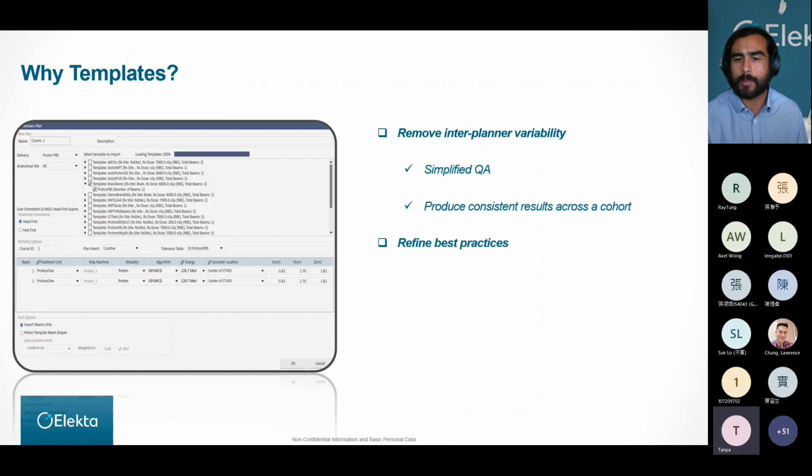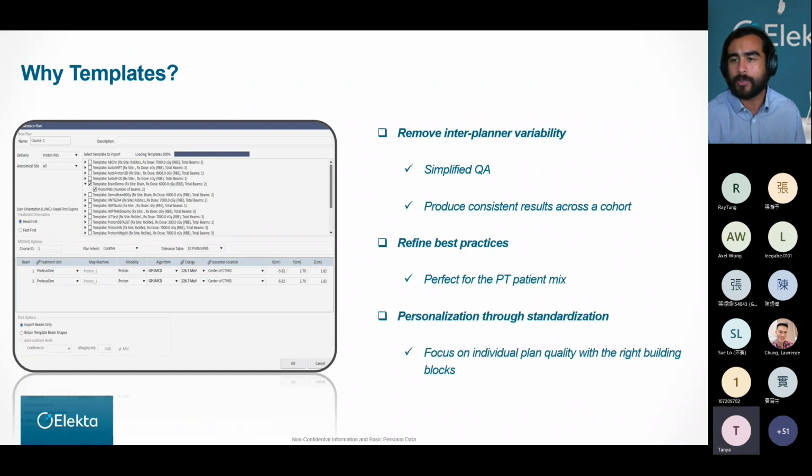Okay, so now I'm going to touch on some of the features and why they bring value to proton workflows. So why templates? If you've ever used Monaco before, you'll be very familiar with templates. But what kind of value do they bring for proton therapy? Well, they remove the intraplanar variability, which simplifies the QA. So therefore, physicists can focus on their day-to-day tasks rather than the specific QA of each plan. And they allow production of consistent results across a cohort.